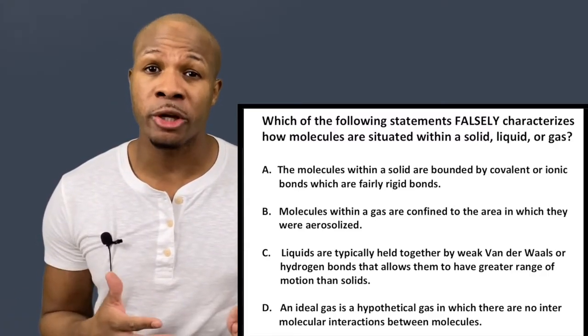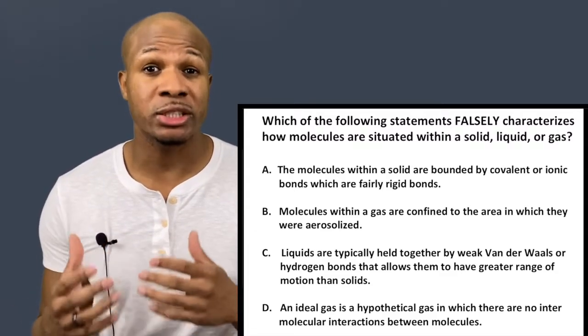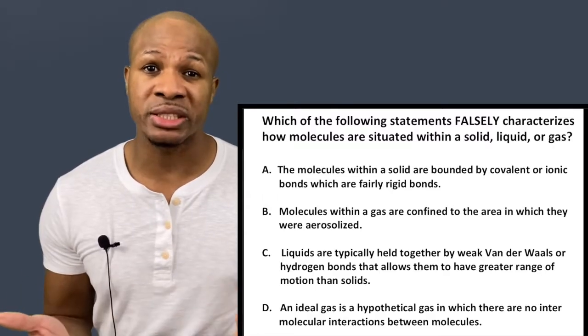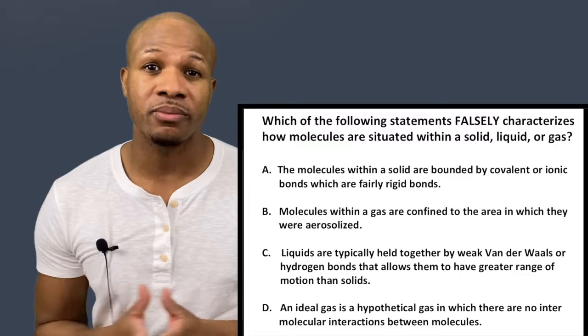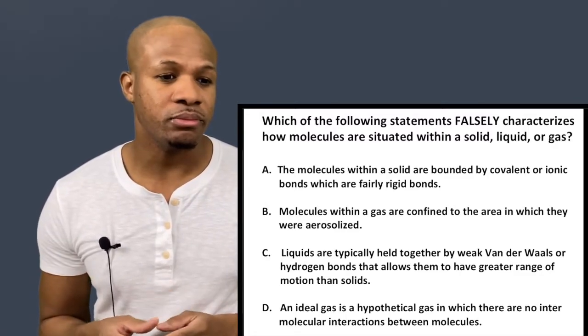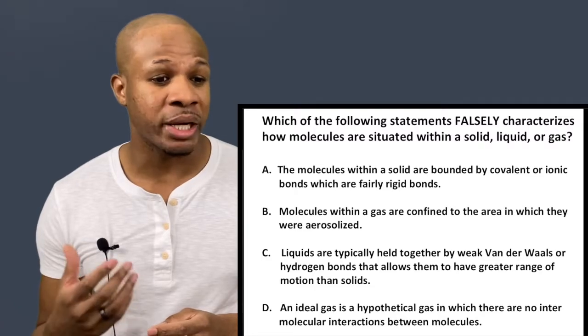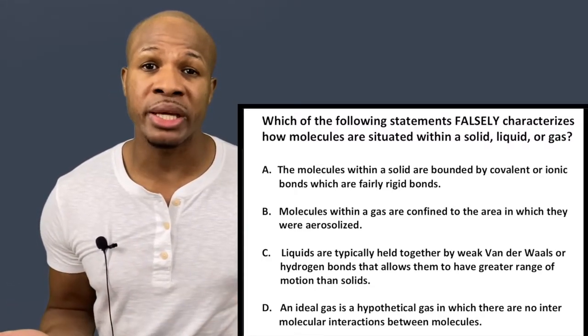For the most part, we know that there are 3 states of matter: solid, liquid, and gas. We're asked to pick out the answer choice that falsely characterizes one of these states of matter. So let's look at the answer choices to see which one is incorrect. A says, the molecules within a solid are bounded by covalent or ionic bonds, which are fairly rigid bonds. That's completely accurate.